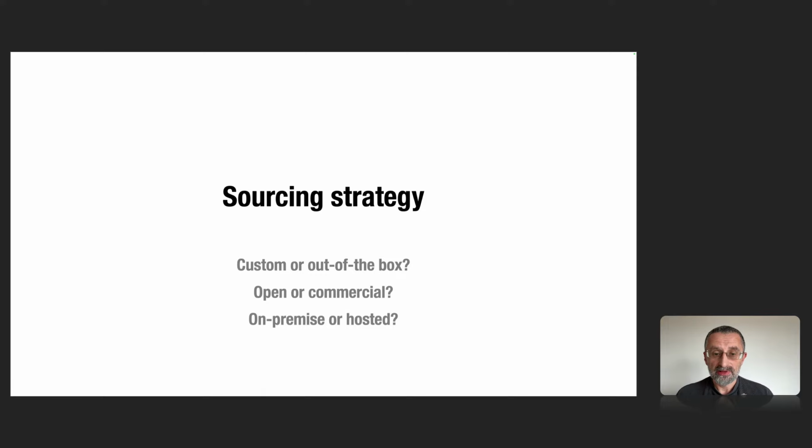This is a question about the sourcing strategy. For example, whether to use a custom or out-of-the-box solution for our project. Whether we should use an open or commercial solution for that? That's a bit different from the first question. And whether to host something on-premise or hosted.